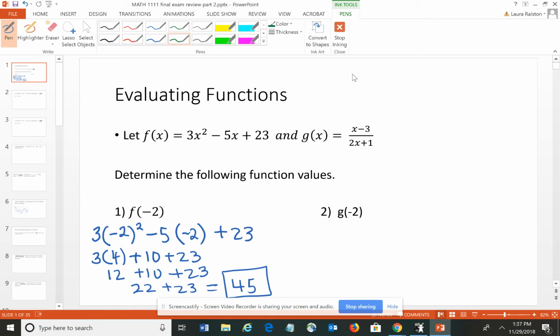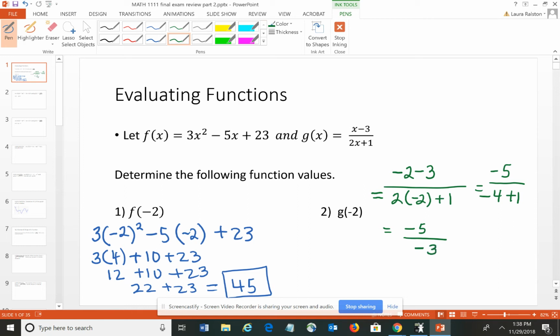Question 2 wants you to find g at negative 2. So we're going to substitute negative 2 into function g. So we'd have negative 2 minus 3 over 2 times negative 2 plus 1. That gives us negative 5 over negative 4 plus 1. So we have negative 5 over negative 4 plus 1, which is negative 3. Negative divided by negative is a positive, so we end up with positive 5/3.